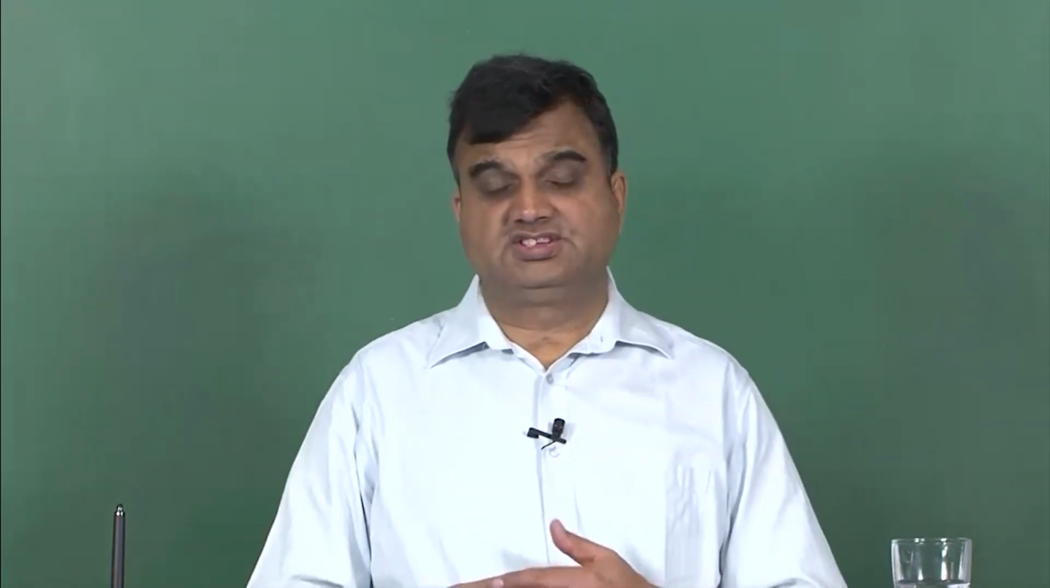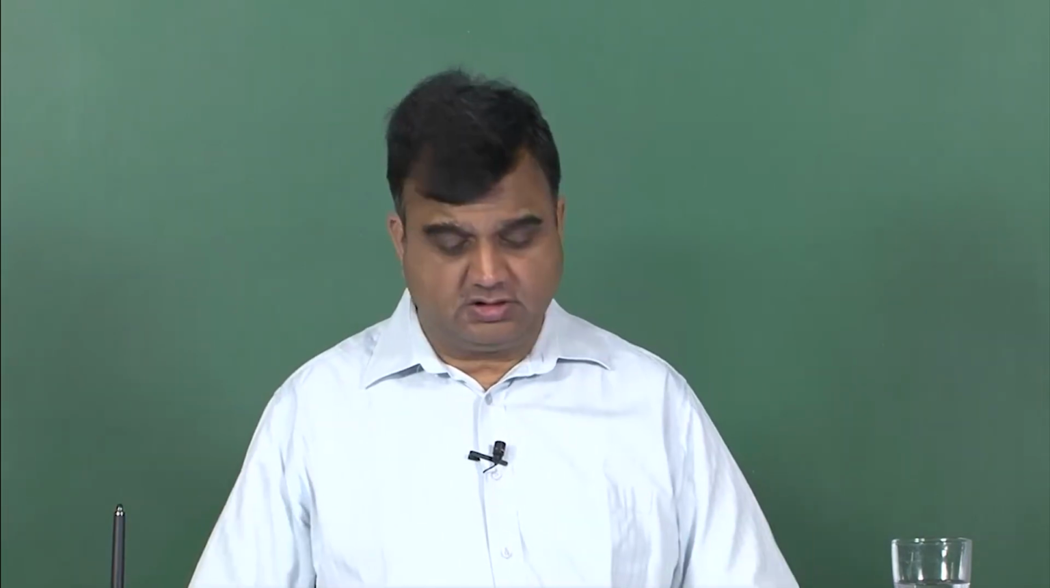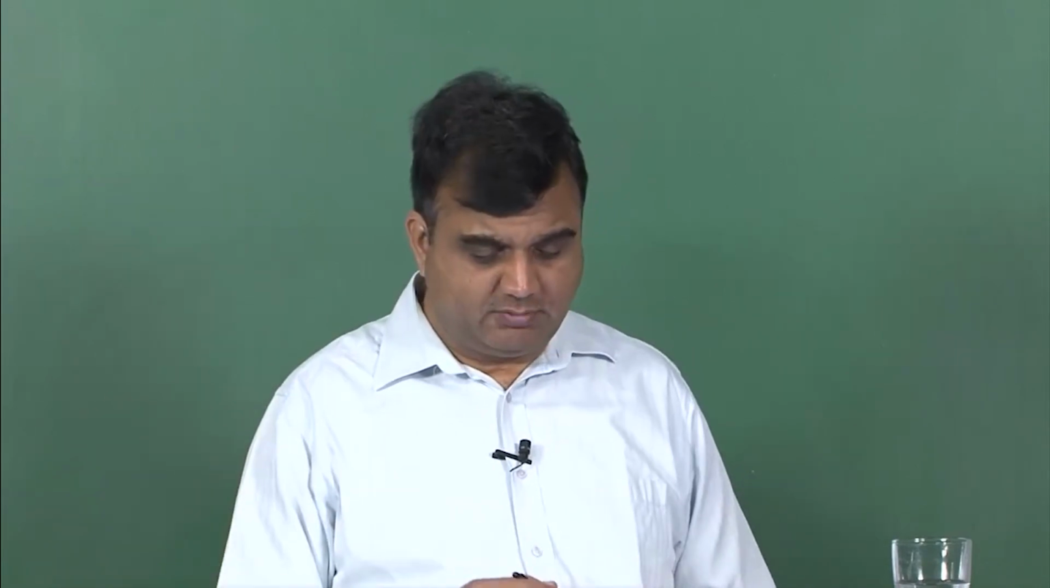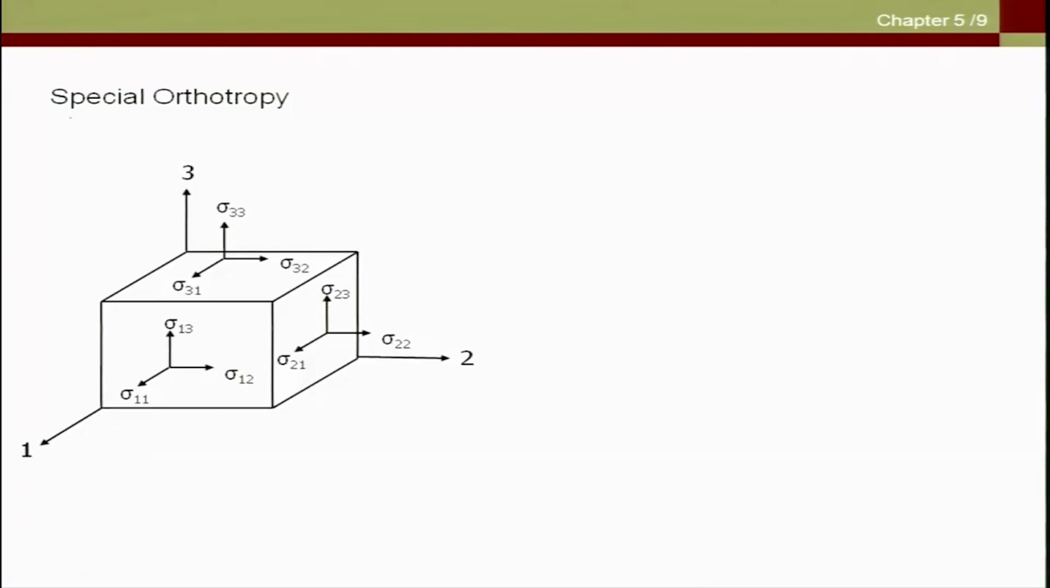Now we will look at some special types of materials and see that for those types of materials what are the total number of elastic constants. So, we will start with an anisotropic material with 21 constants, and for special materials see how this number comes down. So, the first case we will look at is the case of special orthotropy.